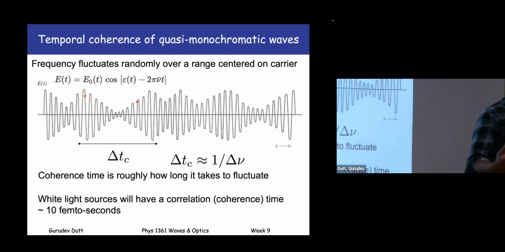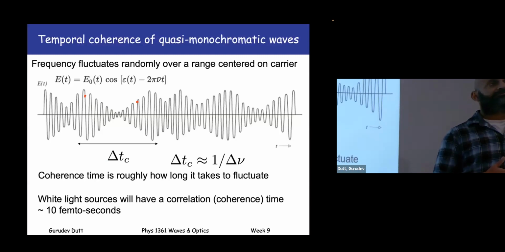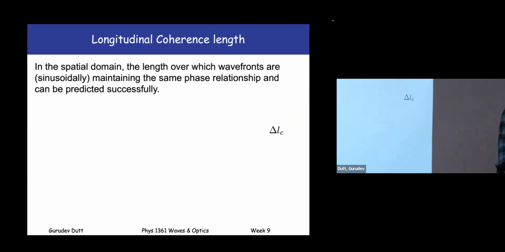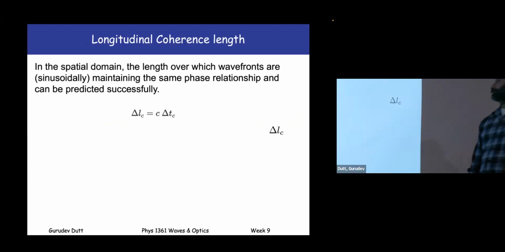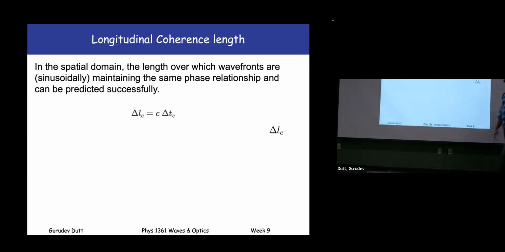What do you think I could do to convert a time to a length? Even if you don't know the answer, how do I go from a time to a length for a wave? Yes? Use the velocity. Use the velocity, exactly. That's exactly what I do. I multiply the coherence time by the velocity c. That gives me a length. And this is the length over which we have to compare any path length differences.